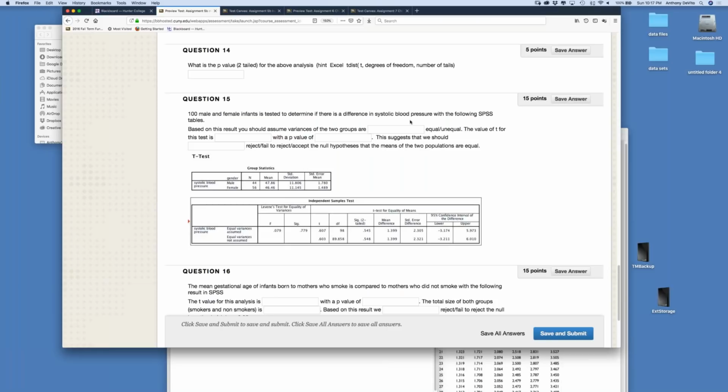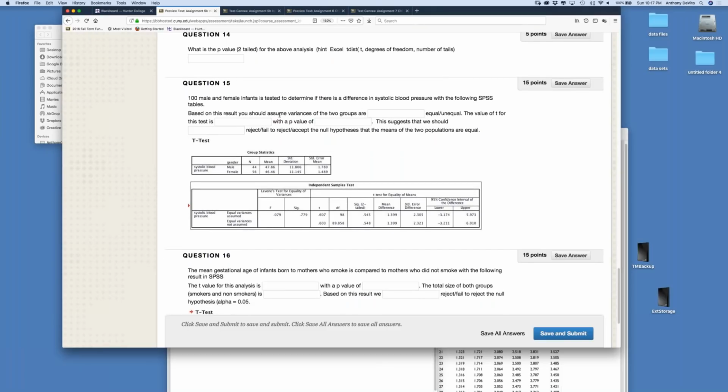So 100 male and female infants were tested to determine the difference in systolic blood pressure. Based on this result, you should assume the variances of the two groups are equal or unequal. Here's our result down here. Let's take a look at this. What's the standard deviation for males and the standard deviation for females? 11.8 and 11.145. You guys remember what the rule was for that?